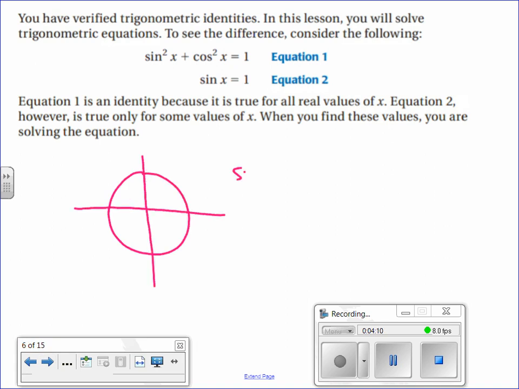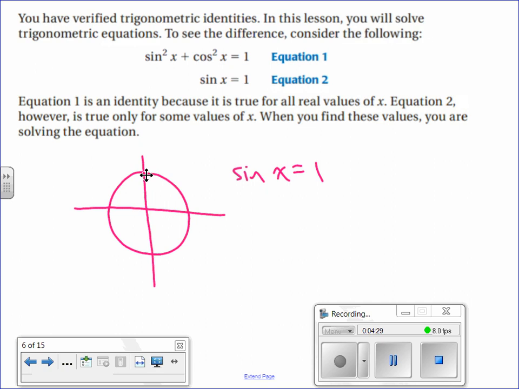Sine x equals 1. So we're basically looking on the unit circle for all places that would have a sine value of 1. Go ahead and look on your unit circle and see if you can find any places that would have a sine value of 1 or a y value of 1.